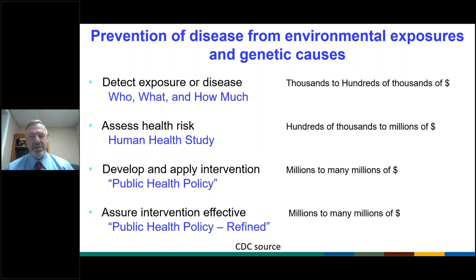if you're doing public health, the cost of detecting exposures and disease of who, what, how much is thousands to hundreds of thousands of dollars, depending on the size of your investigation. Assessing the health risk could cost hundreds of thousands to millions. Then you develop and apply an intervention, which could be many millions of dollars, and then assure public health intervention is effective. Again, it could cost many millions of dollars. But think about this. The lab components and the biomonitoring is the cheapest part of this whole process.